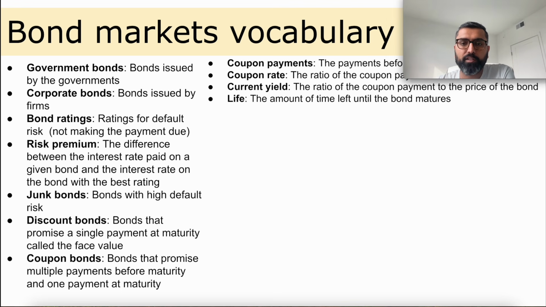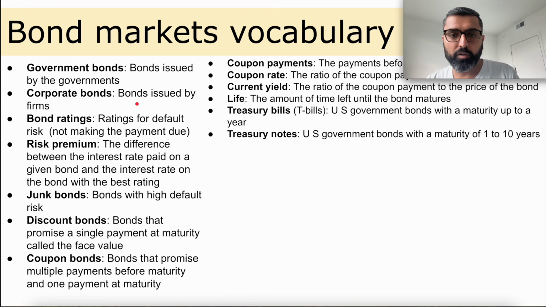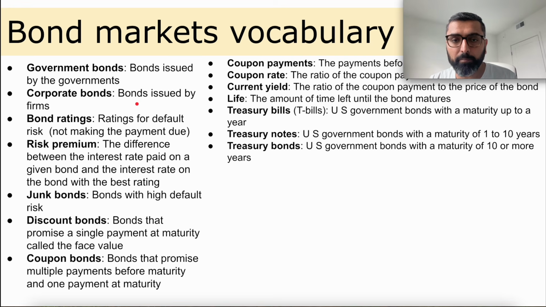So that keeps changing. Life is the amount of time left until the bond matures. So every bond has a specific duration. Let's say Apple or the United States, when they issue a bond, they'll say, I'll pay you back after X years, and that X years is the life of the bond until it matures. Treasury bills are government bonds with less than a year of maturity. Treasury notes have 1 to 10 years of maturity.